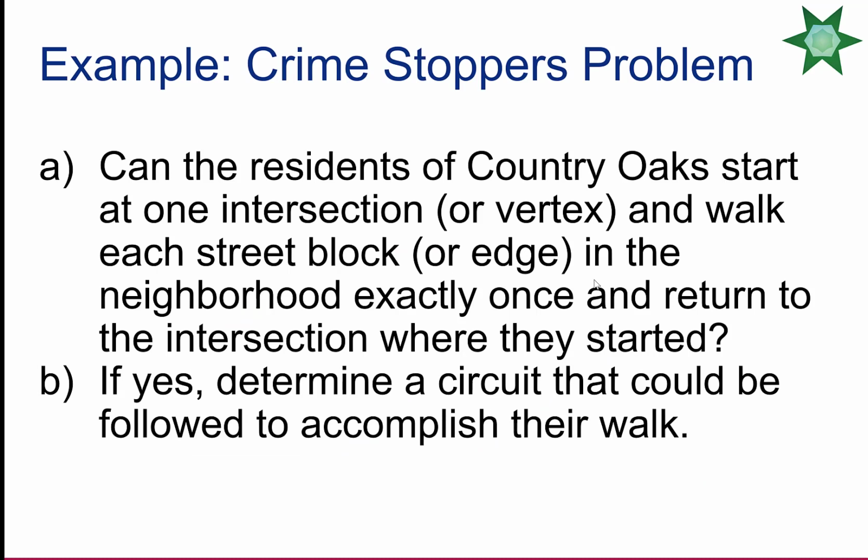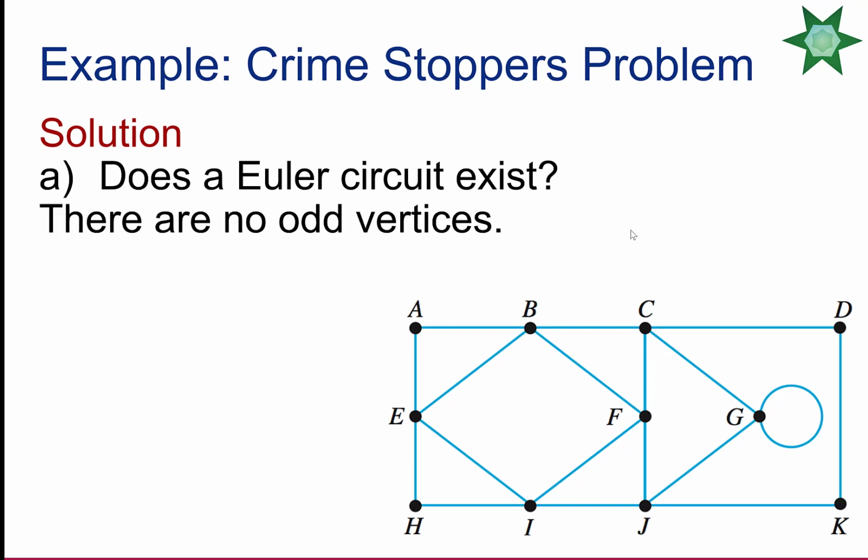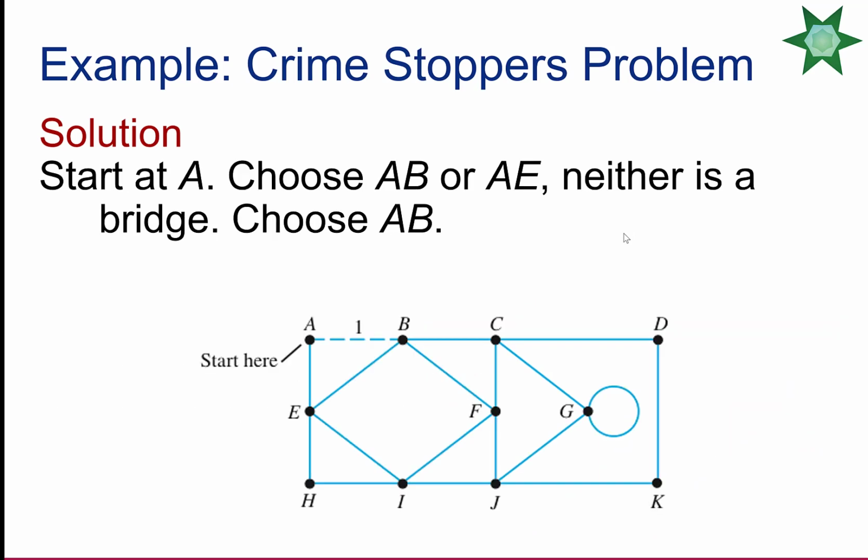Can the residents of Country Oaks start at one intersection, which is a vertex, and walk each street block, which is an edge, in the neighborhood exactly once and return to the intersection where they started, and if so, determine a circuit that could be followed to accomplish their walk? So the first question is, does an Euler circuit exist? There are no odd vertices in this graph. They're all even. And so by item 1, there's at least one Euler circuit, and it tells us we can start anywhere, and we're going to decide to start at A.